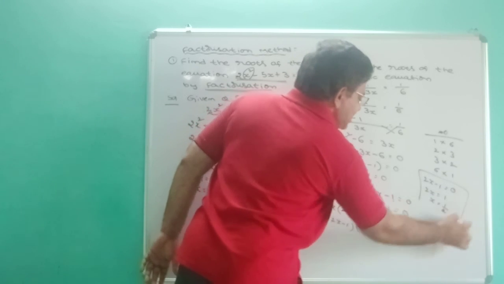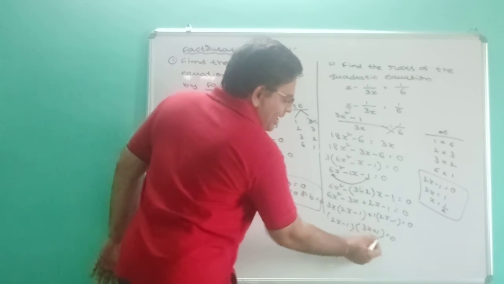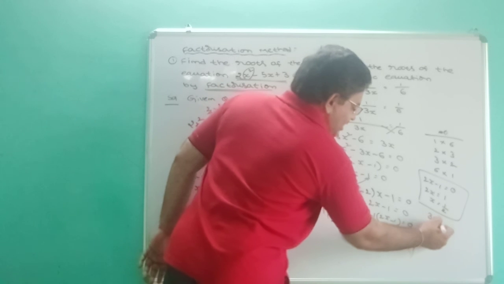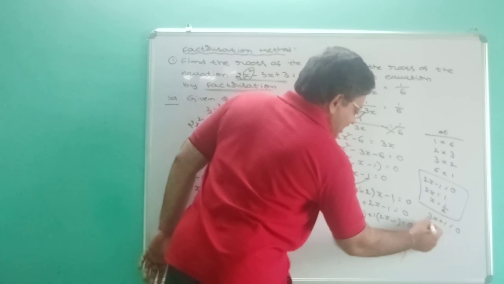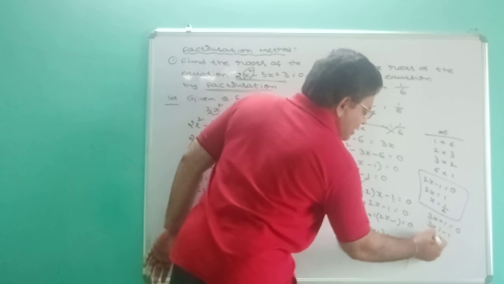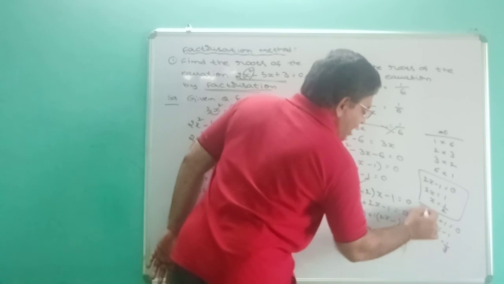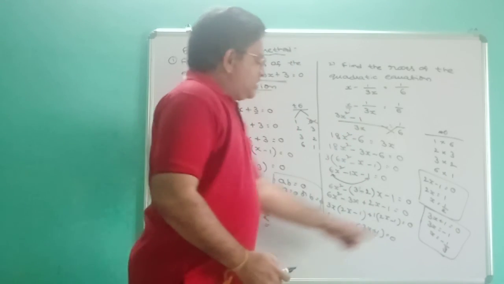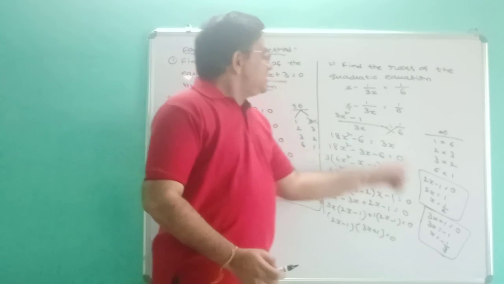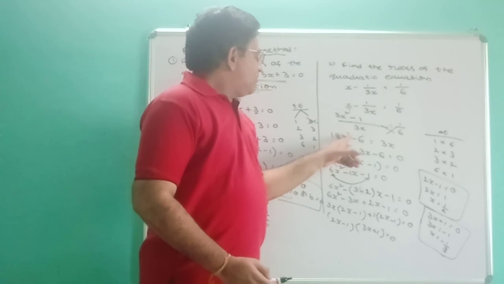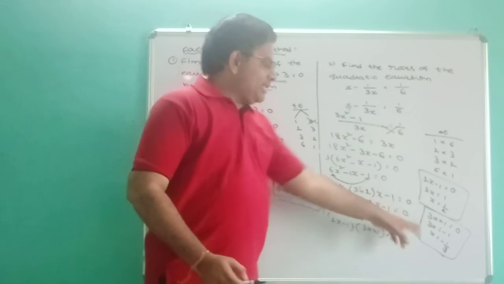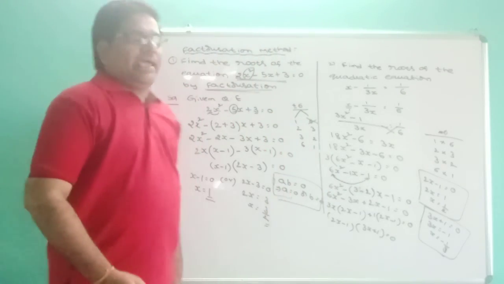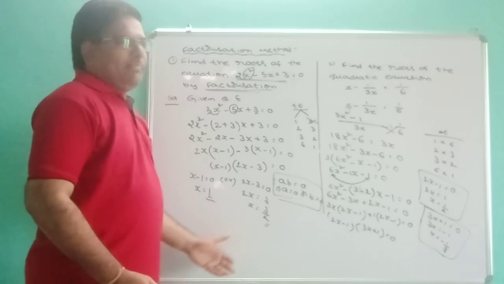It is the one solution. In the same manner, 3x plus 1 equal to 0, 3x equal to minus 1, x equal to minus 1 by 3. So this problem also has two solutions because here x square, here power value will be x square, that's why 2x values you are getting. This is the factorization method.